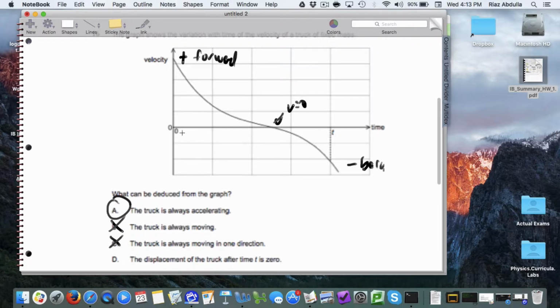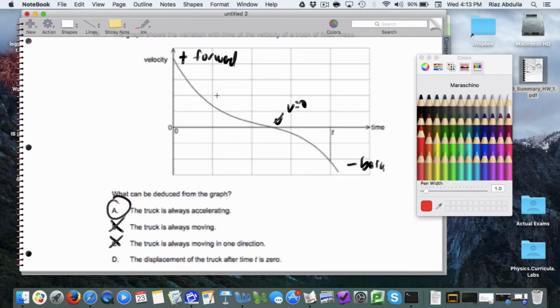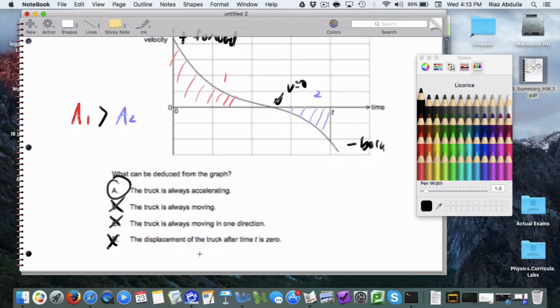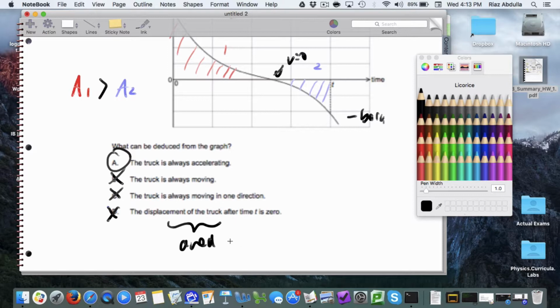Now how do we know the displacement isn't 0? We compare the areas. So compare the area here, I'll call that region 1, to region 2, and we can clearly see that the area of region 1 is greater than the area in region 2, and that tells us that the displacement is in fact greater than 0. So that rules out choice D, because remember, displacement is the area under the velocity graph. And that's how we work.